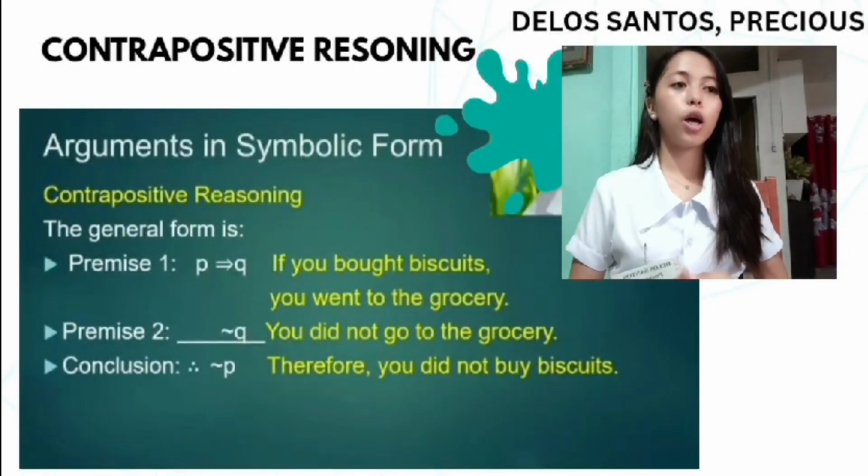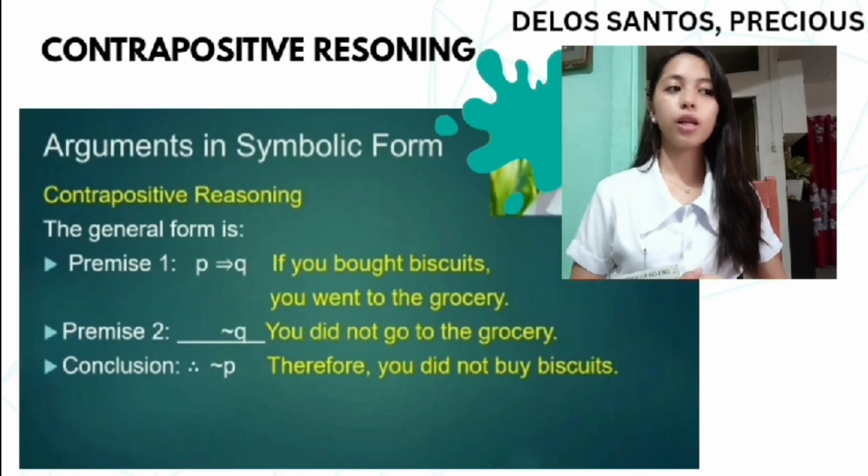Contrapositive reasoning. Premise 1: P implies Q. If you bought biscuit, then you went to the grocery. Premise 2: You did not go to the grocery. Conclusion: therefore, you did not buy biscuit. So this is contrapositive reasoning.